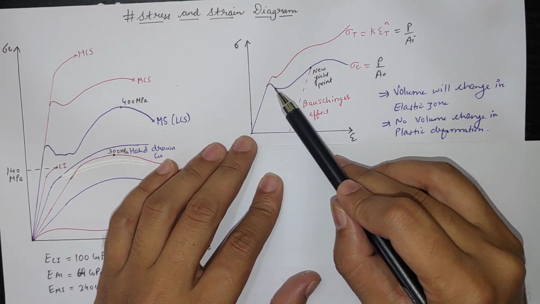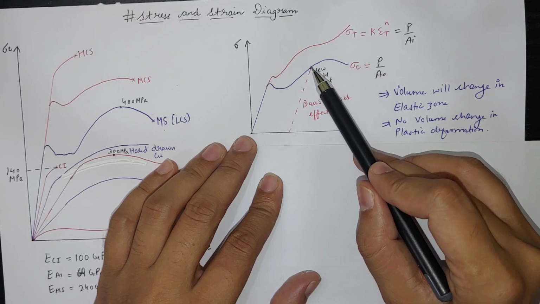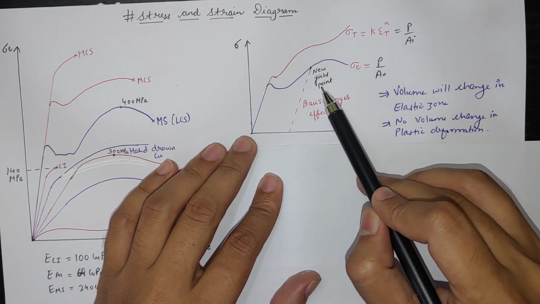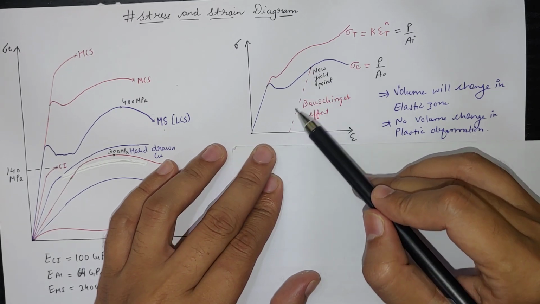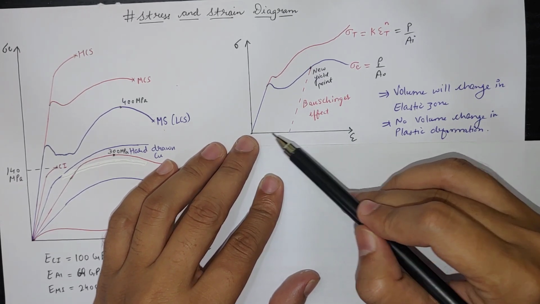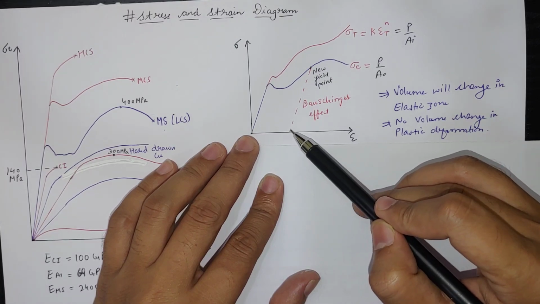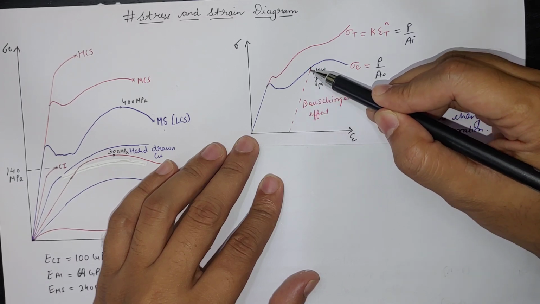Now if you see here, if we load up to this point and deform it plastically, meaning do a cold work here, then after releasing the load, it will come to this point. So this will be the permanent deformation. And now if we again load the same material, then it will start following this nature.